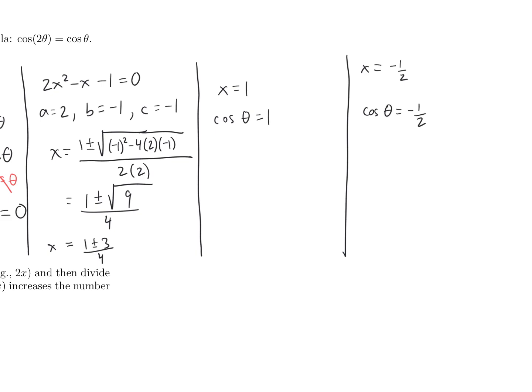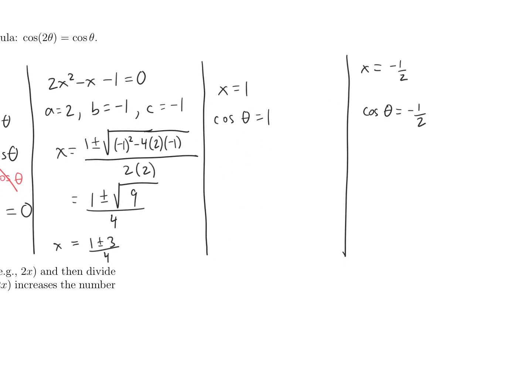All right, these both have solutions in quadrant. If you look at your unit circle, this one is going to have a solution of theta equal to 2 pi.